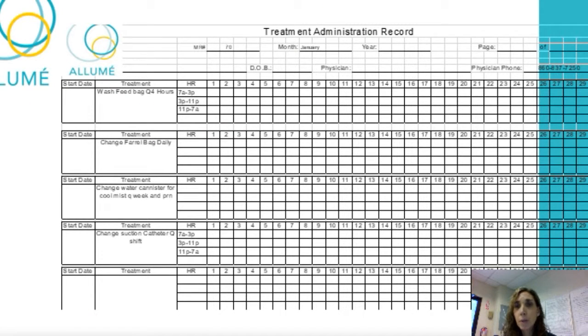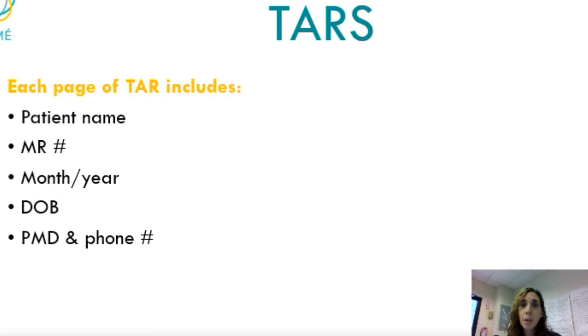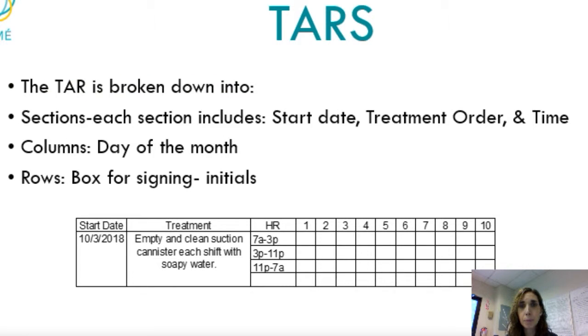Here's an example of the treatment administration record, and it looks just like our medication administration record. Each page of the TAR includes the patient's name, the medical record number, the month and the year, the date of birth of the patient, and the patient's doctor and the doctor's phone number. The TAR is broken into sections as well. It'll have the start date, as you can see here.